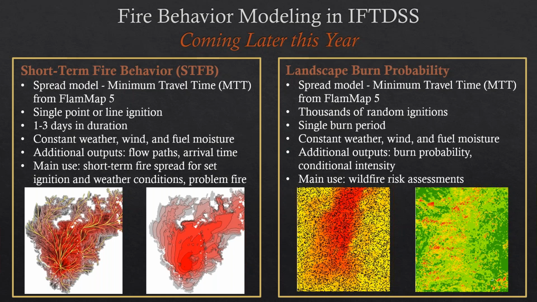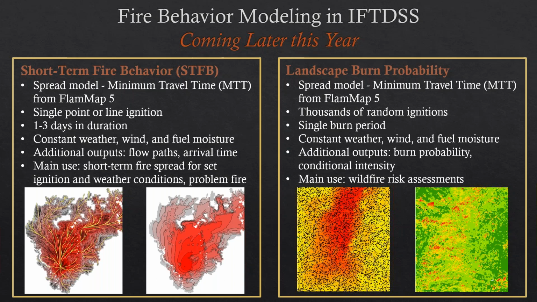The first one we'll be bringing in is called short-term fire behavior, which, if some of you work in WFDSS, should be quite familiar to you. Basically, it's really used for short-term views of fire behavior across the landscape. So it's typically used for 1 to 3 days, and you either put in a single point or a line ignition and see how fire moves over that duration.